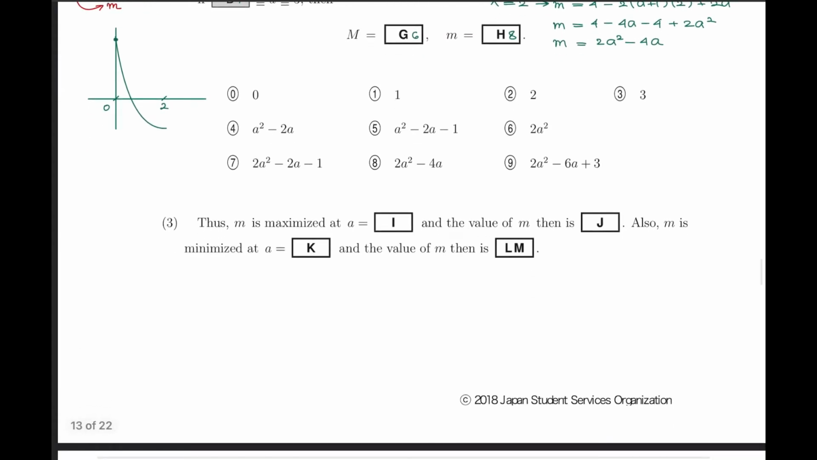Okay, next, the last question. Thus, m is maximized at a equals to blah blah blah, and the value of m then is blah blah blah. Also, m is minimized at a equals to blah blah blah, and the value of m then is blah blah blah. So now I want to find the maximum and the minimum value of m, and its corresponding value of a.